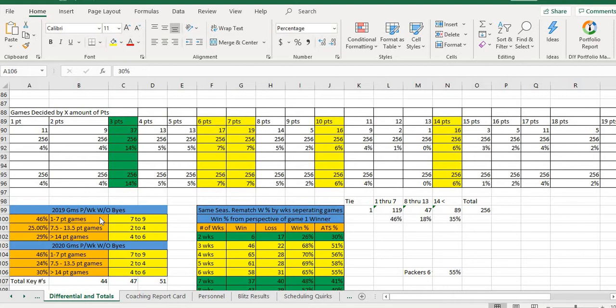That was 2019. In 2020, we still had 46% of the games separated by 7 points or less. 30% of the games were then separated by 15 points or more, and 24% of the games were separated between 8 to 13 points. So everything kind of remained the same. And as I've done this work throughout the years, it always kind of lands the same.